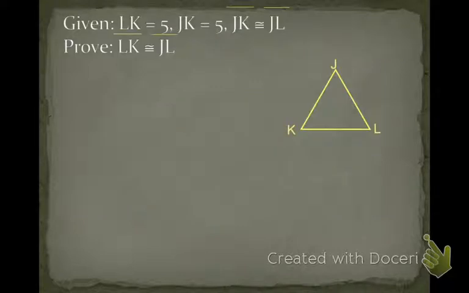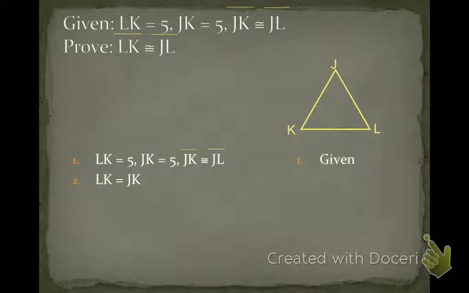Here's a triangle, and we know that LK is equal to 5. That's the base of this triangle. And we know that JK, the side on the left here, is also equal to 5. Segment JK is congruent to segment JL. And so let's prove that segment LK, the base, is also congruent to JL. So let's start our two-column proof with our given statements.